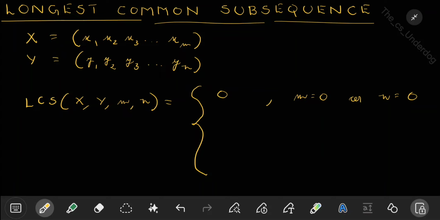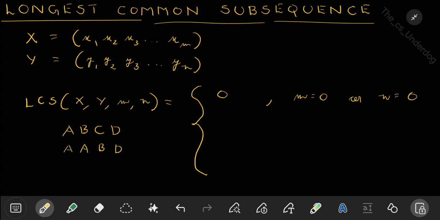Let us get into the tougher cases. There are two more cases remaining. One is if two letters of these two sequences match, and the second case is if the two letters don't match. Let us take two strings. Let us say you have one string A, B, C, D and another string which is A, B, D.